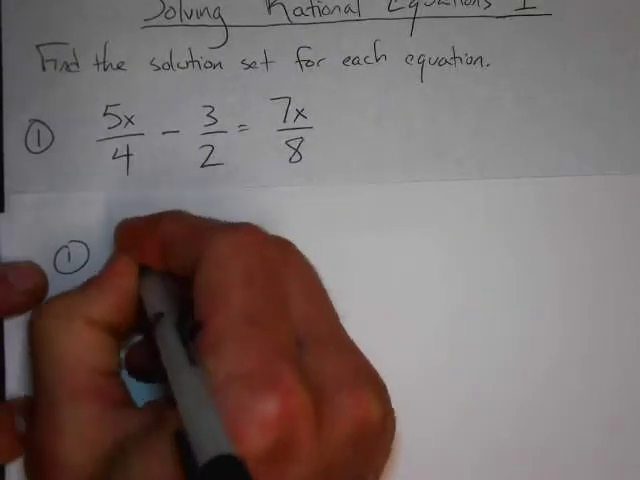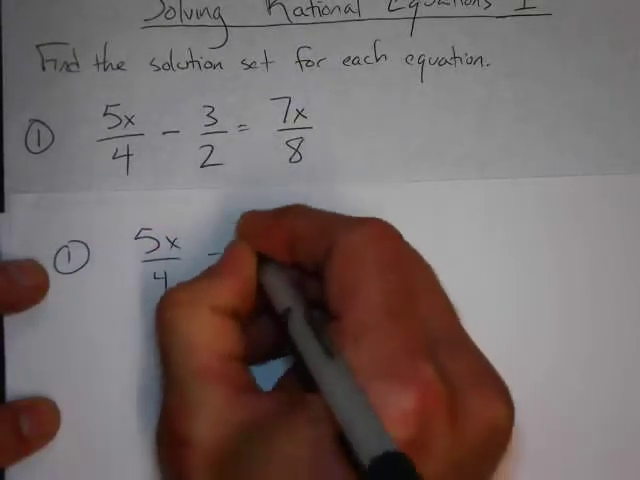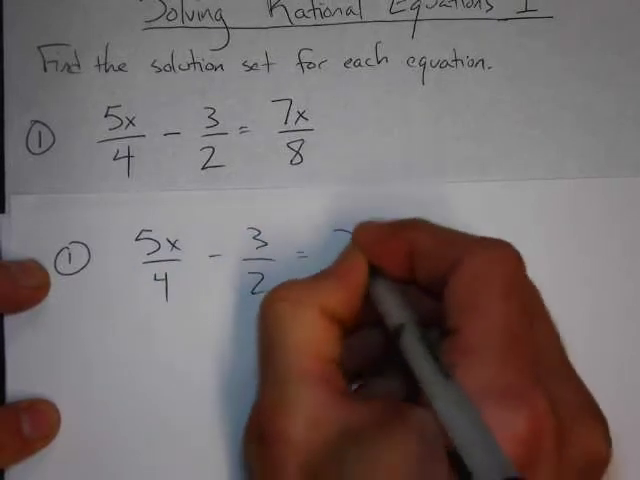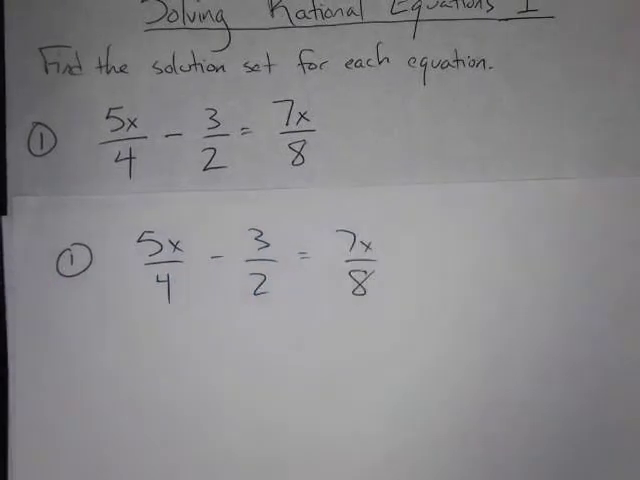We have 5x over 4 minus 3 over 2 equals 7x over 8, and the whole goal is to solve for x. We want to get rid of these fractions. We can either clear the fractions, or we can simplify first and cross multiply. It won't matter which way. If I do it one way on the notes, you do it a different way at home and see if our answers compare.